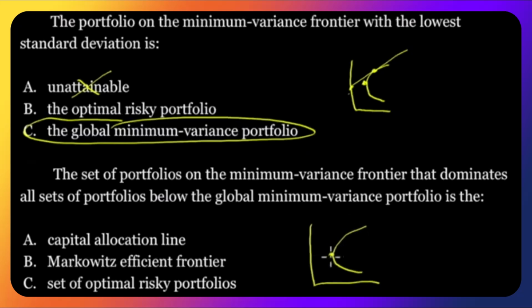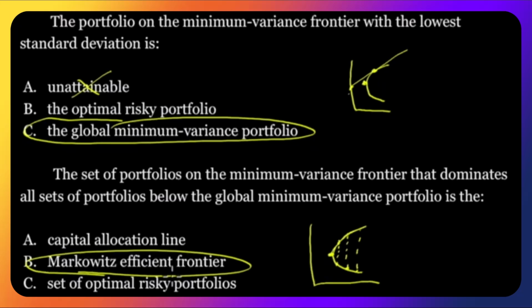If that's the global minimum variance portfolio, it's saying that all the portfolios that dominate all the sets of portfolios below, so if we're here, this one dominates. If we're here, below this one dominates. If we're here, this one dominates. So it's saying all of these that dominate all of these, this is the Markowitz efficient frontier.